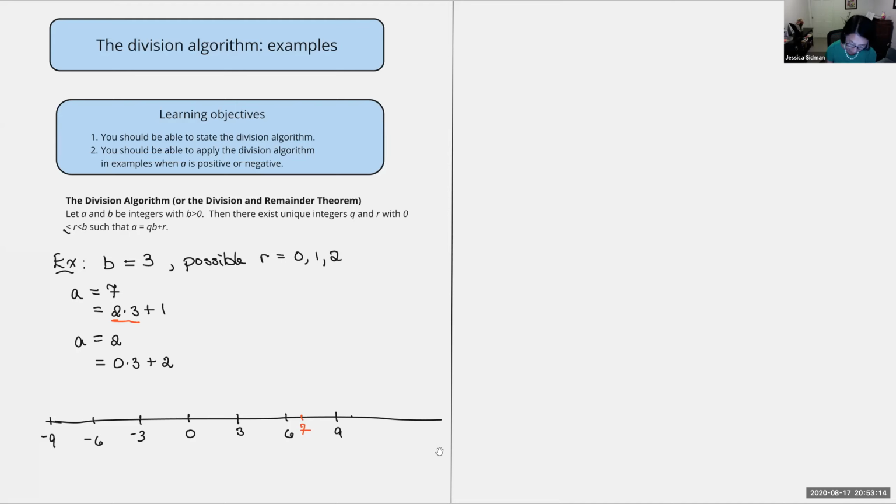So I always, when I'm going to write down that principle, and then we're going to apply it in the next example. So what we've just observed is that, note, QB is the multiple of B closest to A and still to the left of A.